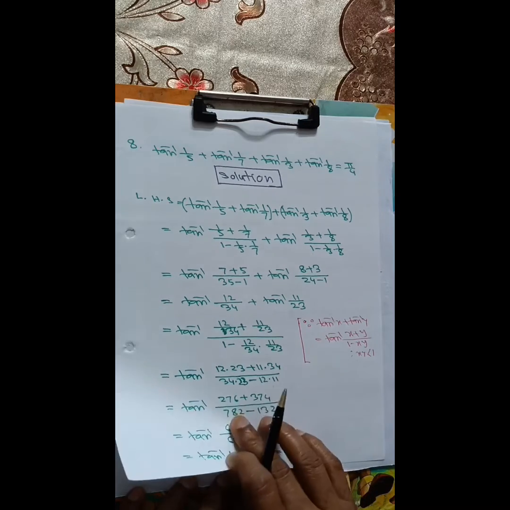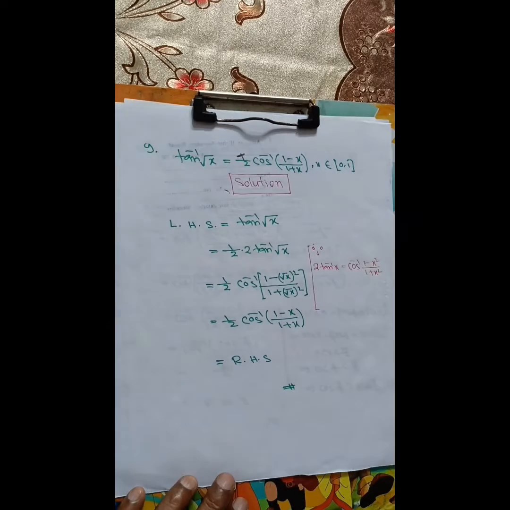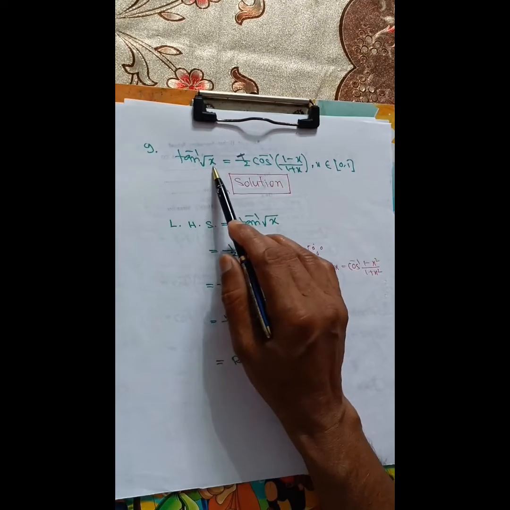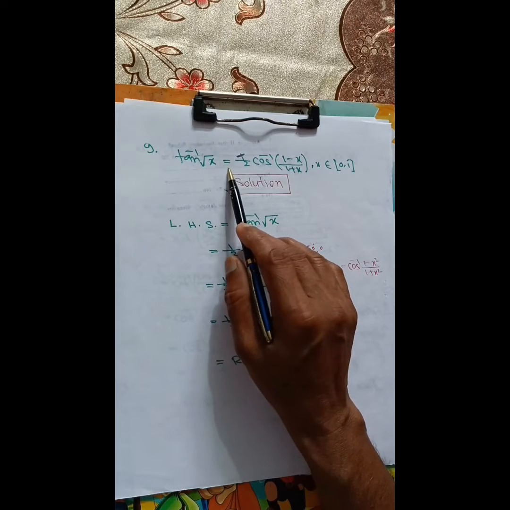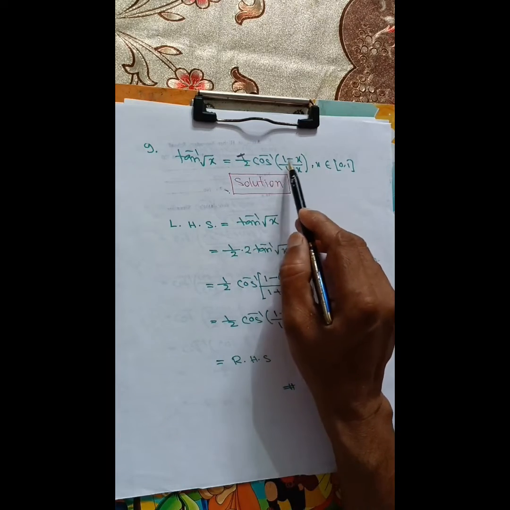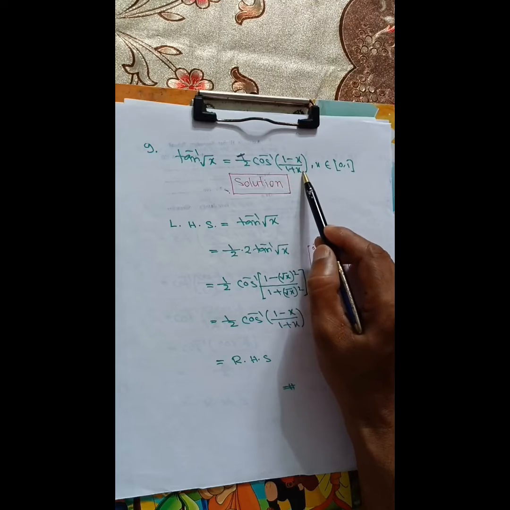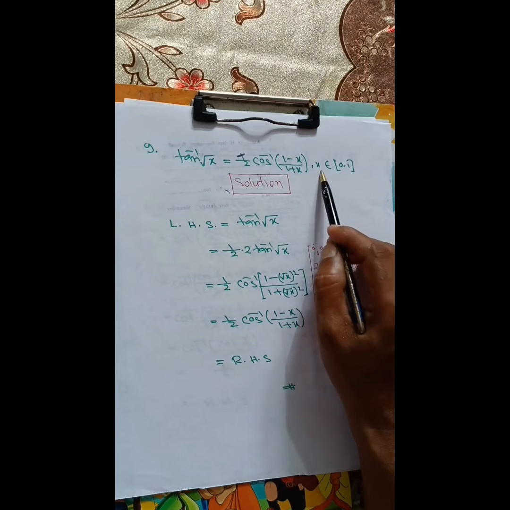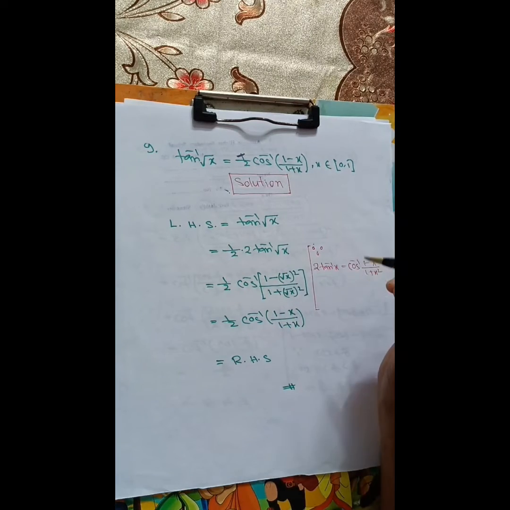Now we are going to discuss question number 9 in the miscellaneous exercise. This problem is to prove something. It's a very simple question. Here it is given: tan inverse root x is equal to half of cos inverse of (1 minus x) divided by (1 plus x), with the condition that x belongs to the closed interval 0 to 1.